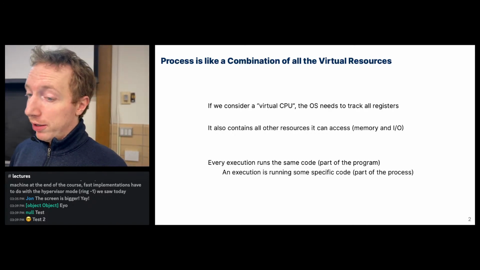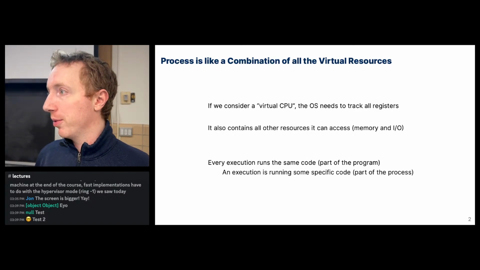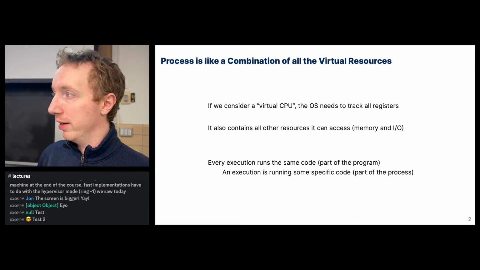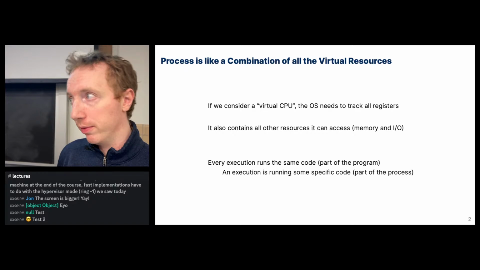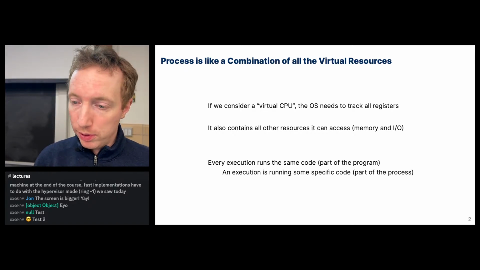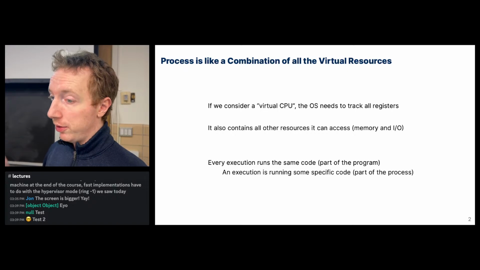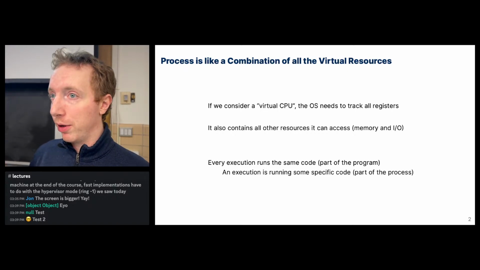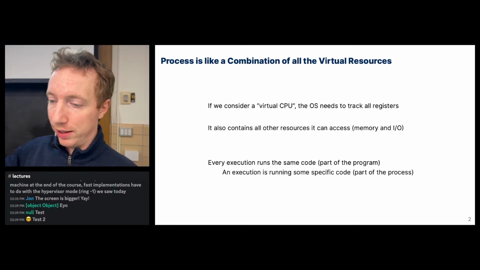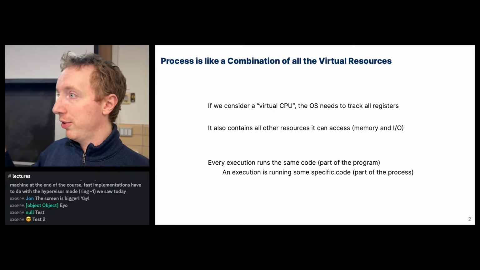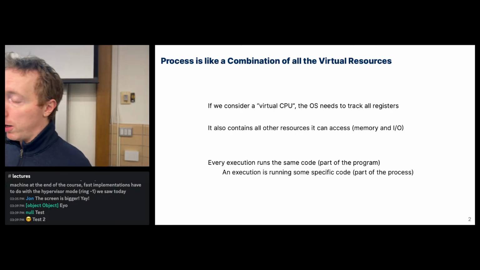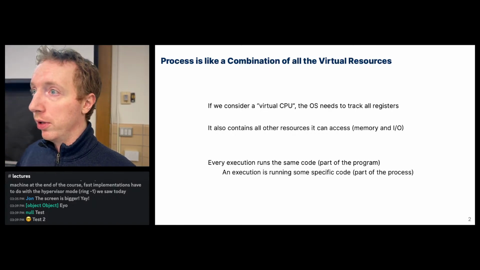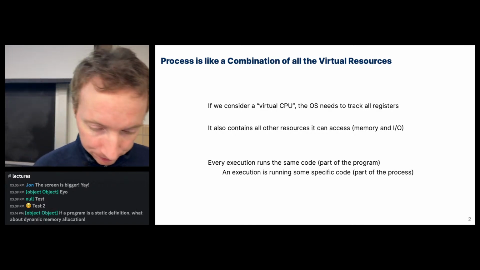So the process contains a whole bunch of other information, like all the resources it can access, all the memory ranges that it's valid for it to access, maybe certain files it can open, things it can do, things like that. Every execution runs the same code, so all of our processes would be running the same static instructions. But each process runs some specific code at part of the time, and the program counter would be considered part of the process because that's the program actually running.